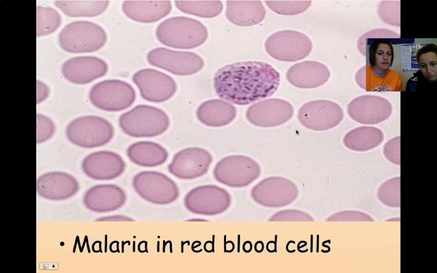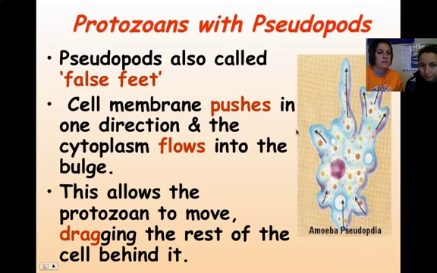Malaria, you can see here, is found in red blood cells. Now, this is an example of an animal-like protist.